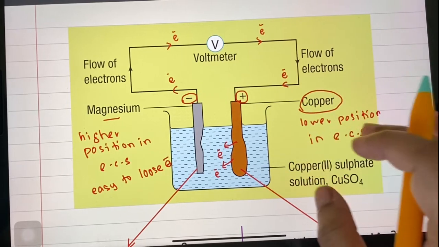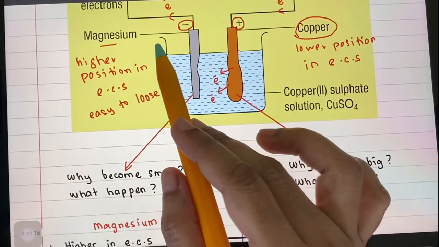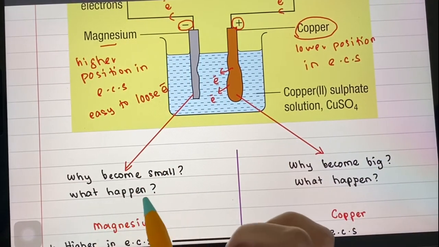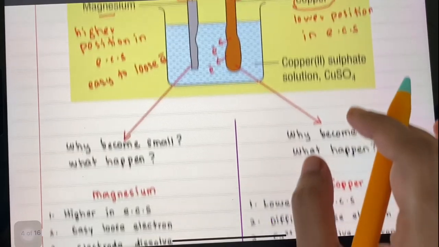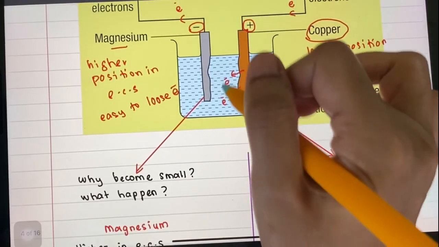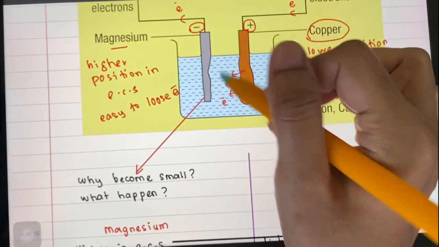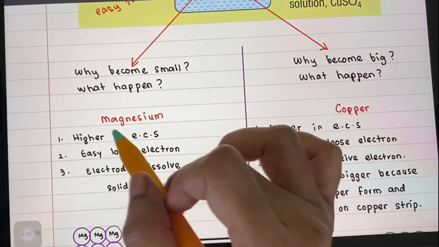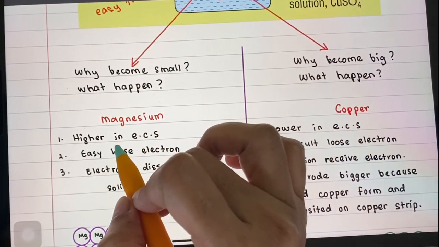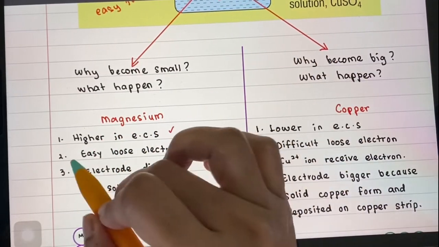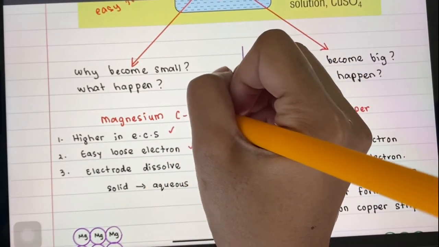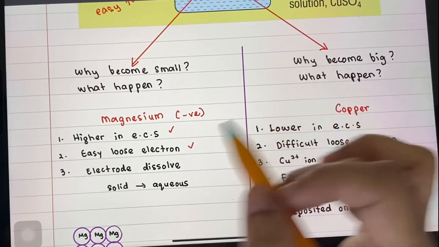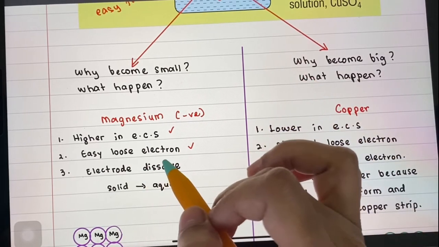Alright, it will become small, become thin, and then this one becomes bigger. Why does this happen? You can see that magnesium becomes small. What happened? Copper becomes big. What happened? So we're going to learn that now. First of all, I would like to go to the magnesium part first. Magnesium, because it is higher in the electrochemical series, easily loses electrons, so it becomes the negative terminal, don't forget. So what happens if it loses electrons?